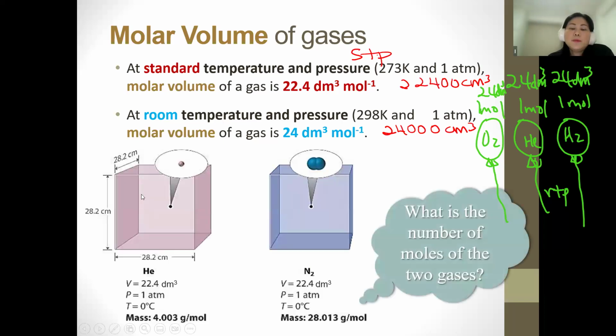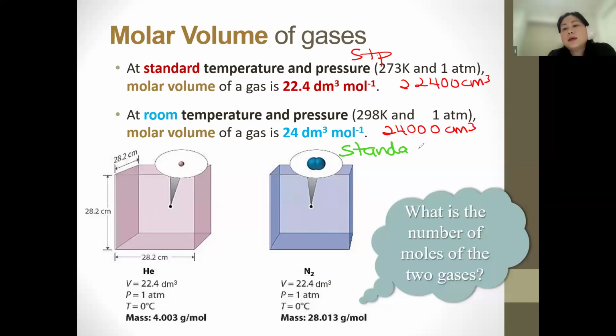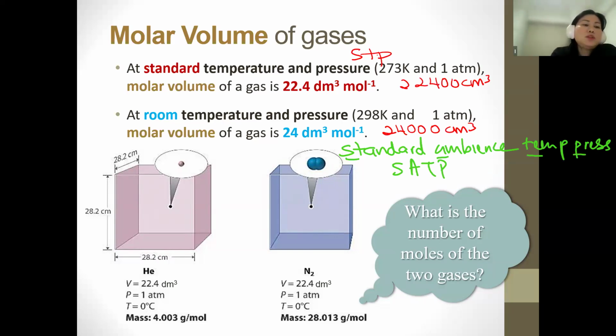So take note that for IB, there's 1 more. They use the standard ambient temperature and pressure. Let me write it down. The condition is called SATP, standard ambient temperature and pressure. And at standard ambient temperature and pressure, the molar volume is 24.8 dm cube. Okay, so take note of this also.